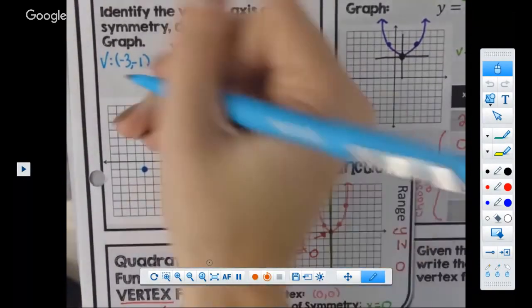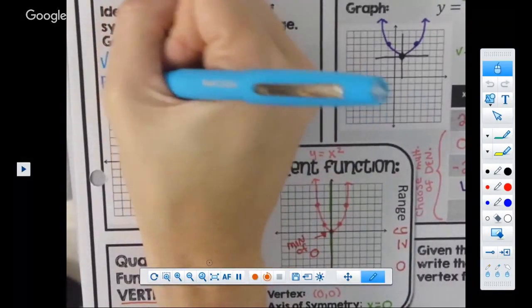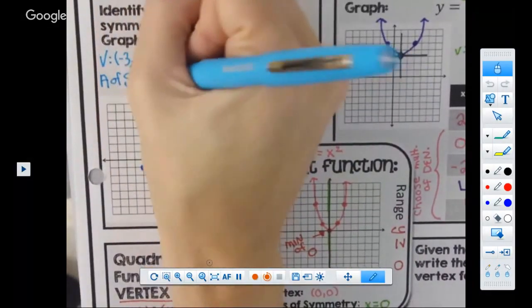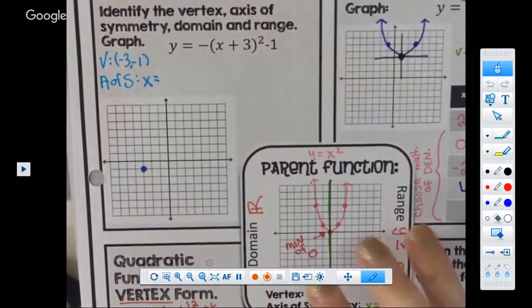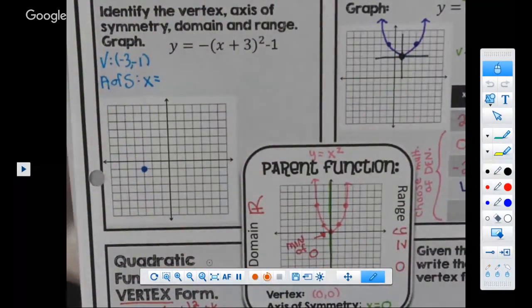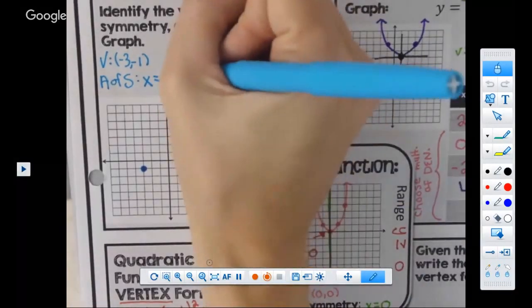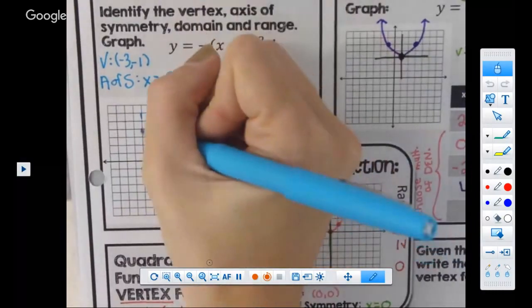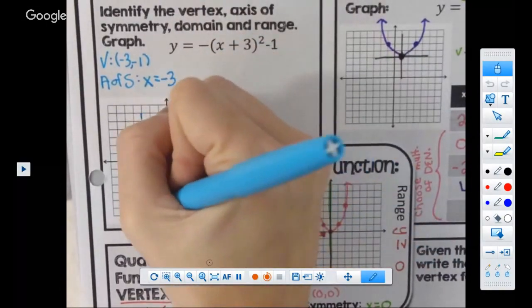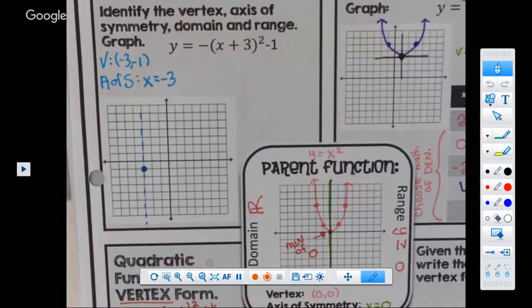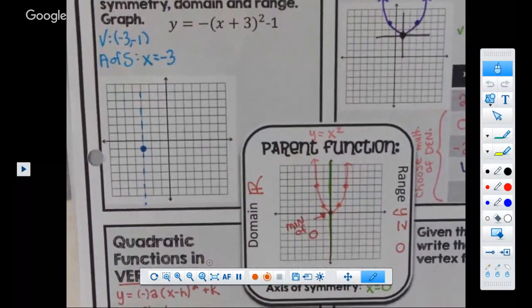The thing we need is the axis of symmetry. So I'm going to put x equals, because it's always x equals. It goes to the vertex. What's the x value of that vertex? -3. So it's x equals -3. So I'm going to draw a dotted line that goes through that point.